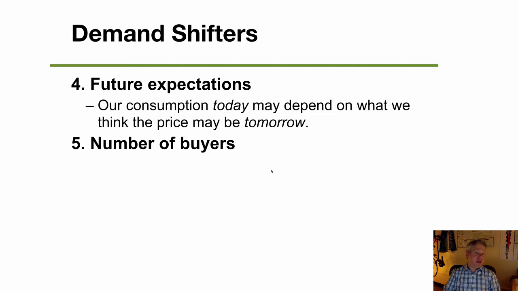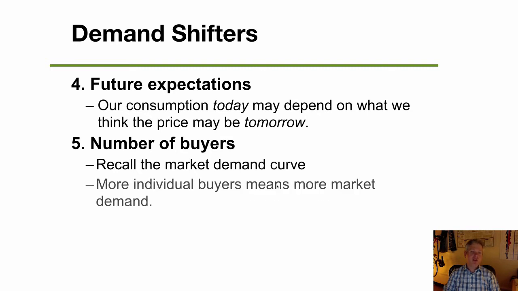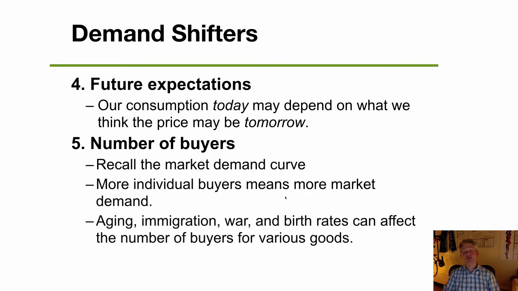Another thing that can shift demand is the number of buyers, all right? The market demand curve is just the sum of all the different individual demand curves. If there are more individuals, then the market demand curve will shift to the right. If there are fewer individuals, the market demand curve will shift to the left, all right? More individuals means more market, all right? Other things that can change it are aging, immigration, war. These all affect the number of buyers in a particular market, all right?